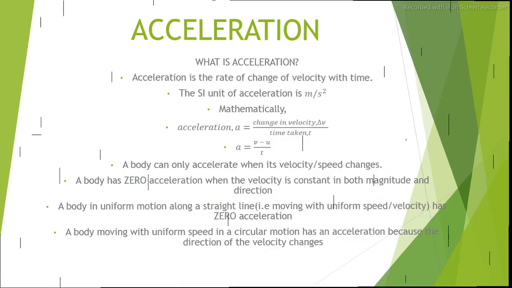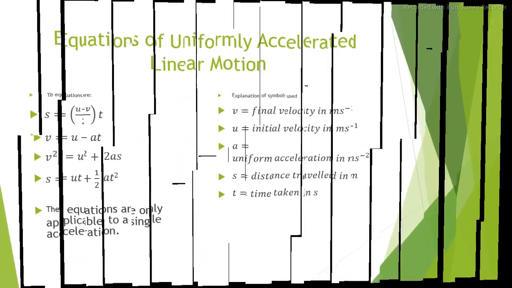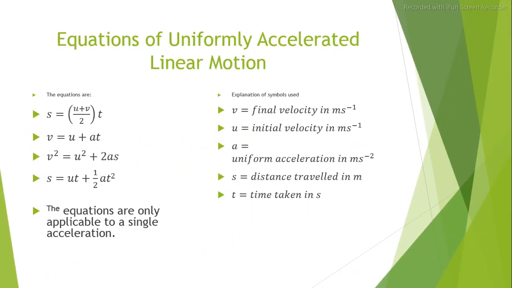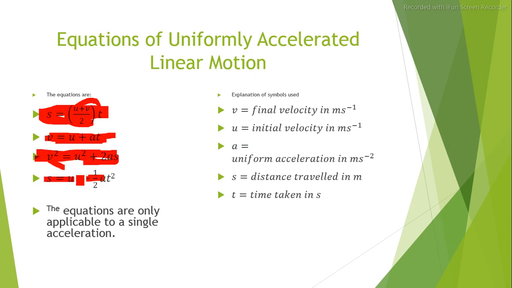Now let's look at the next thing here. Equations of uniformly accelerated linear motion. We have just four of them. The first one is this: s equals (u plus v) over 2, times t. The second one is v equals u plus at. The next one is v squared equals u squared plus 2as. The next one is s equals ut plus half at squared. So those are the equations of uniformly accelerated linear motion.